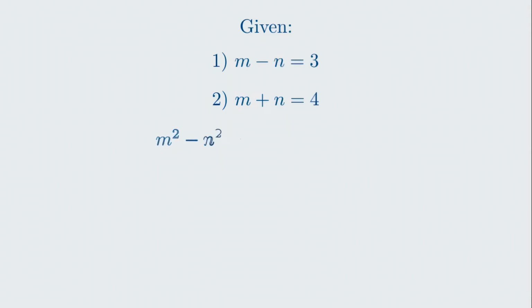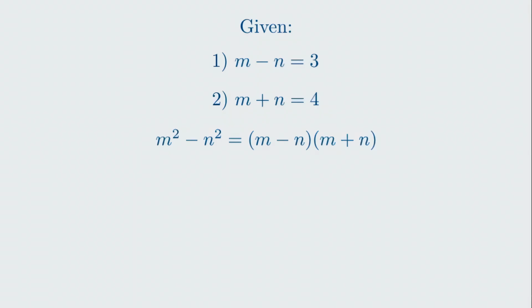Let's look at the second, more elegant method. This one involves manipulating the original equations. First, let's rearrange the equations to get m and n on one side. From the first equation, m minus n equals 3. From the second, m plus n equals 4. Notice we need to find m squared minus n squared. And remember, m squared minus n squared equals the quantity m minus n times the quantity m plus n.